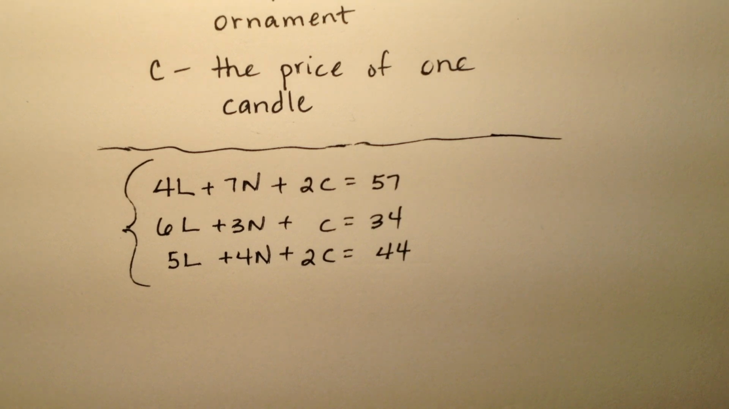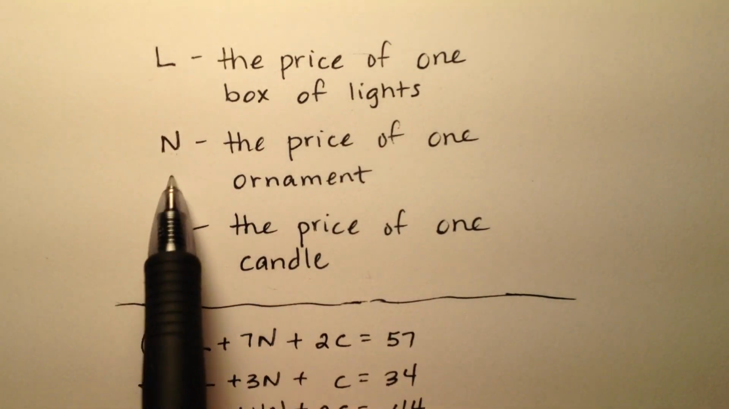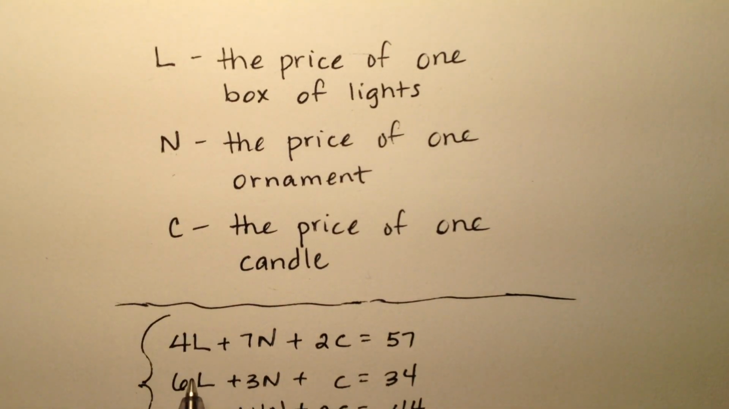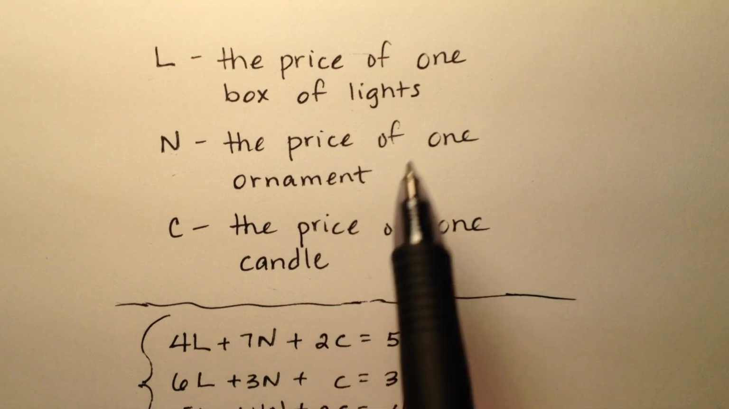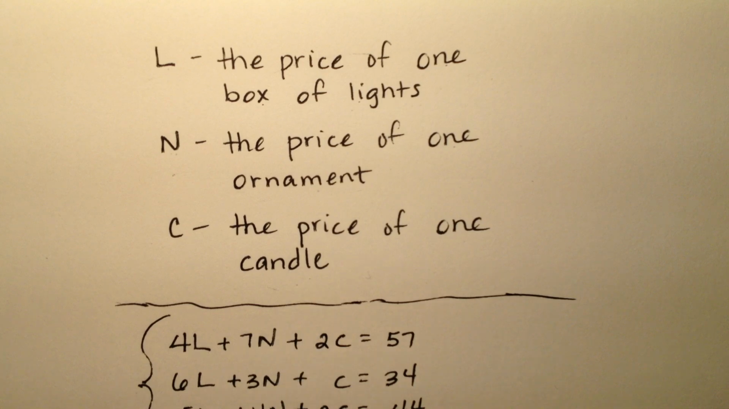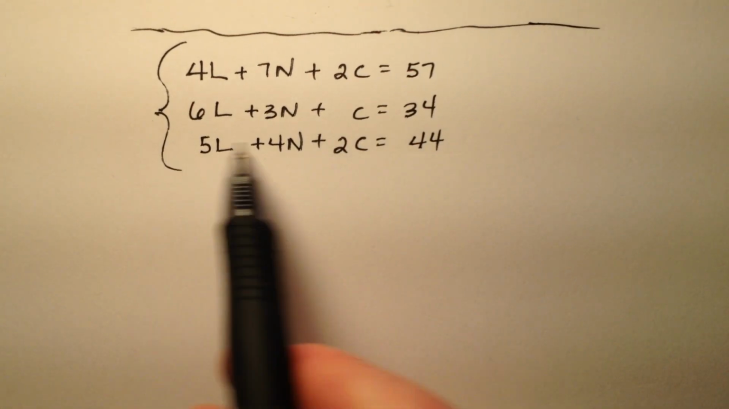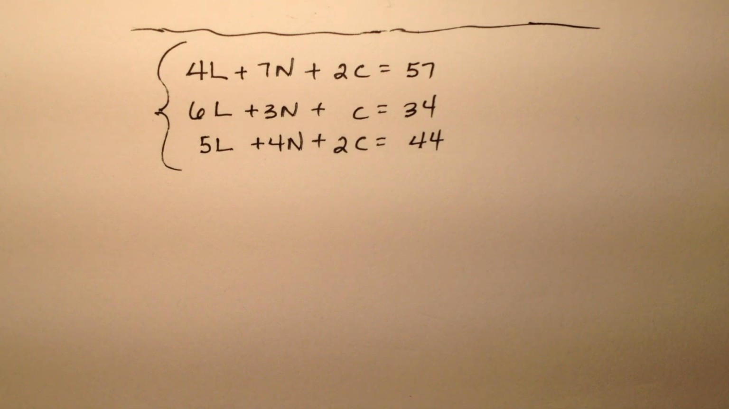And then the question asks us to determine the unit cost of each item. So you'll notice the variables that I defined were based on the unit cost of each item: 1 box of lights, 1 ornament, and 1 candle. So L, N, and C. So at this point now, I just need to solve this system that I have written.